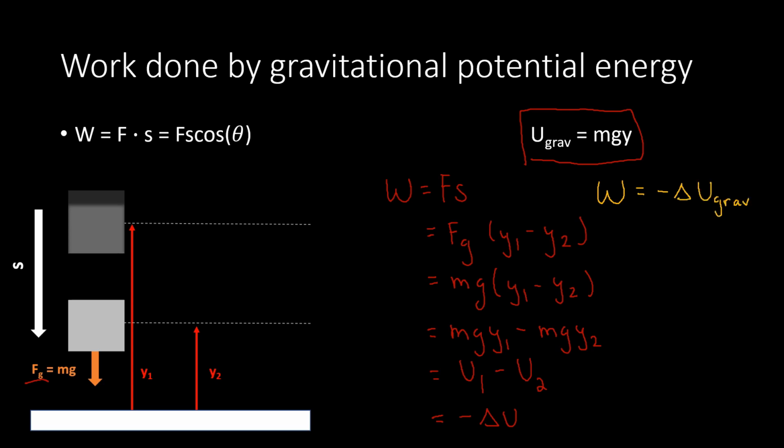So in this problem, the work done on the box will be positive since the change in the potential is negative. Also, this equation will give us the correct work if the box is moving upward instead of downward. In that case, the work done will be negative since the change in potential energy is positive.